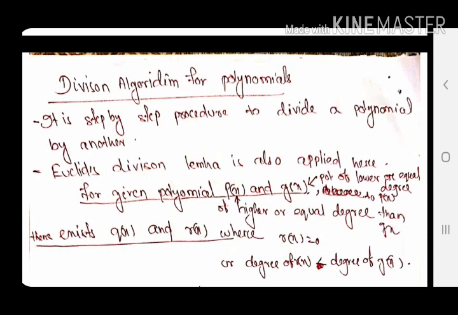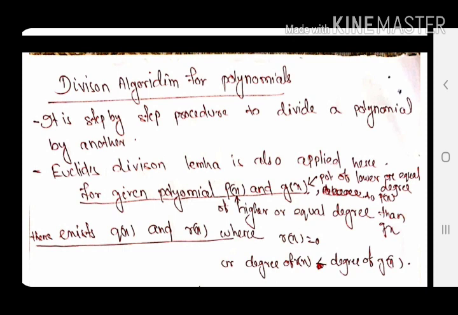So what is Euclid's division lemma? For any integers a and b, there exist unique integers q and r such that a equals bq plus r. In other words, dividend equals divisor times quotient plus remainder.